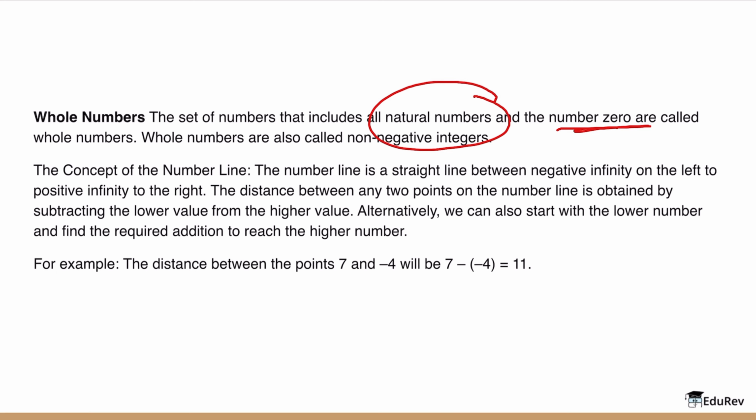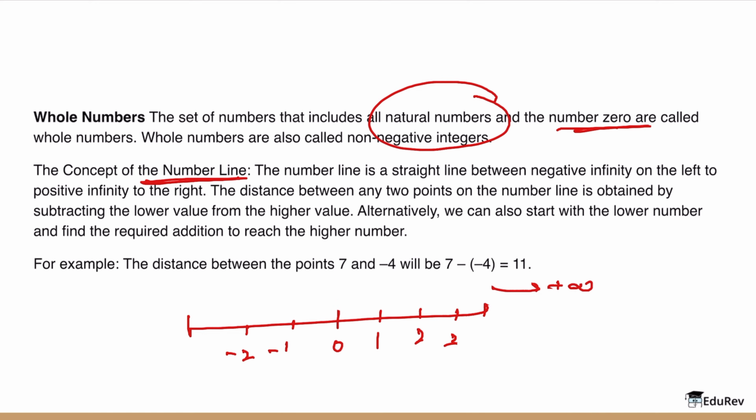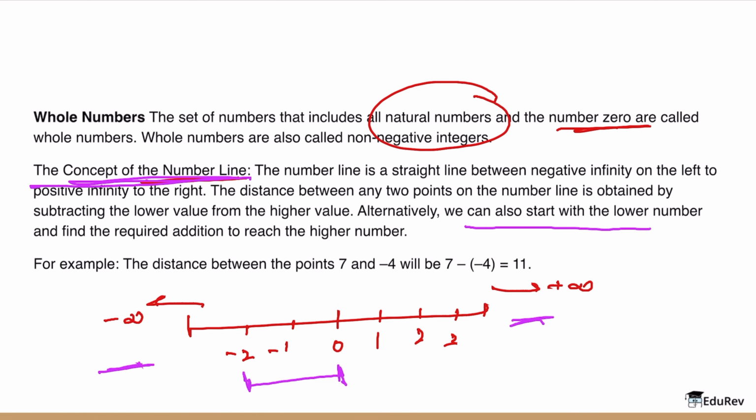Now the concept of number line. I have told you what number line is. This is the number line on which you can represent your numbers. This is your positive infinity approaching your negative infinity. The number line is a straight line from negative infinity on the left to positive infinity on the right. The distance between any 2 points on the number line is obtained by subtracting the lower value from the higher value. Alternatively, we can also start with the lower number and find the required addition to reach the higher number.